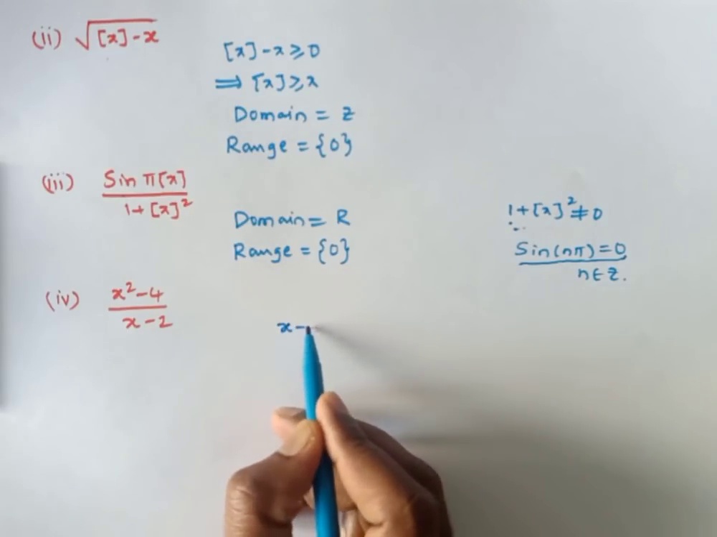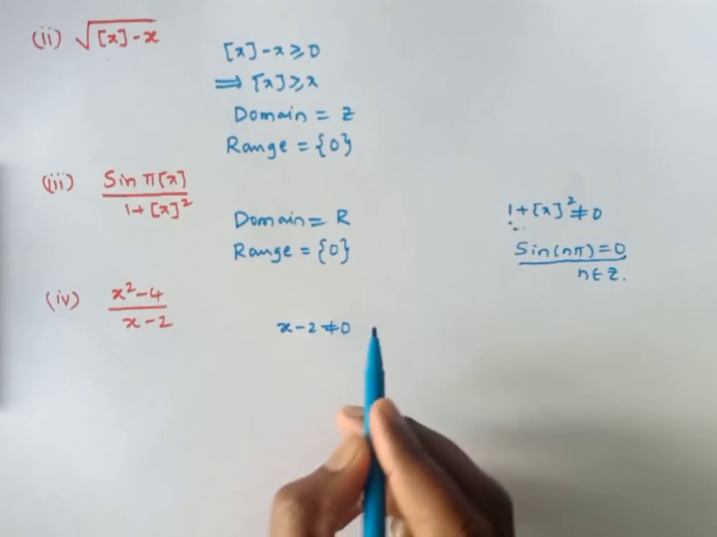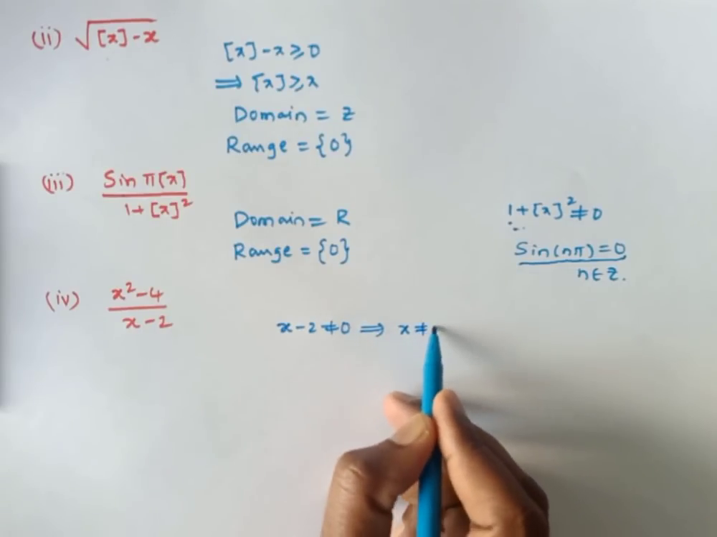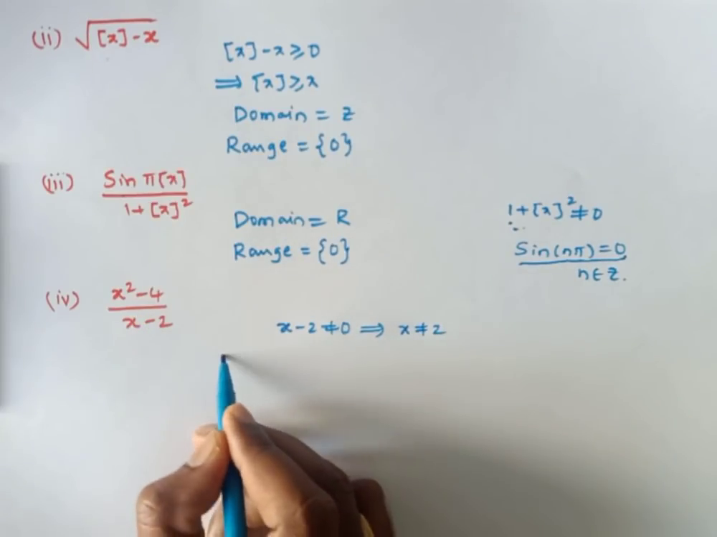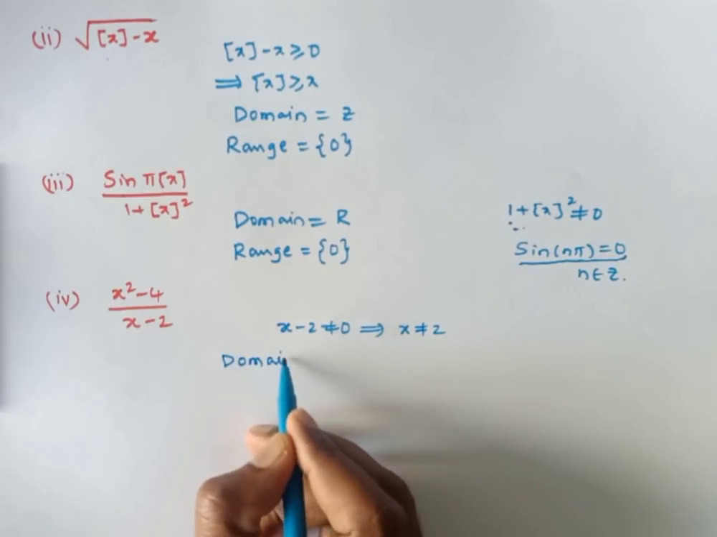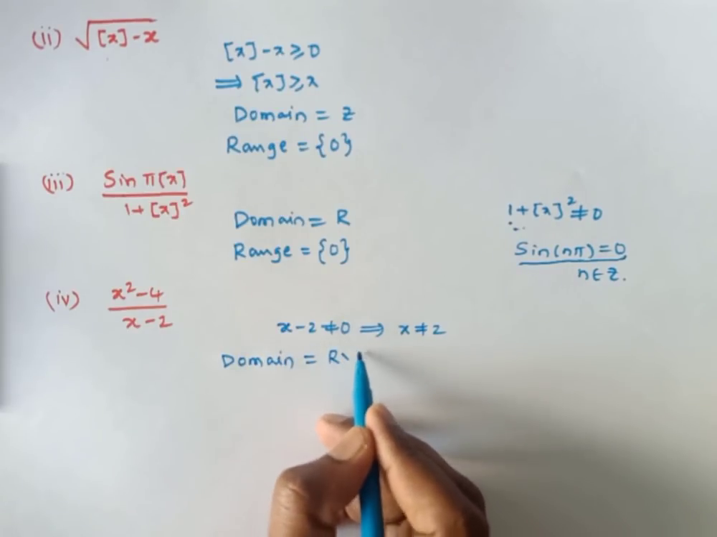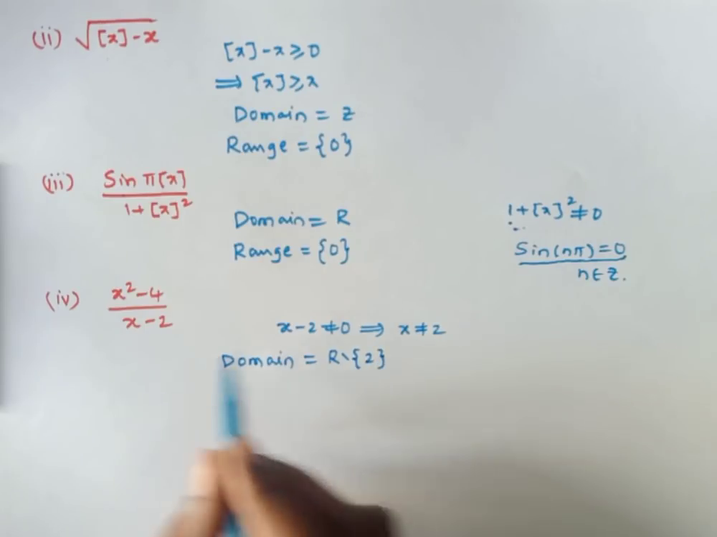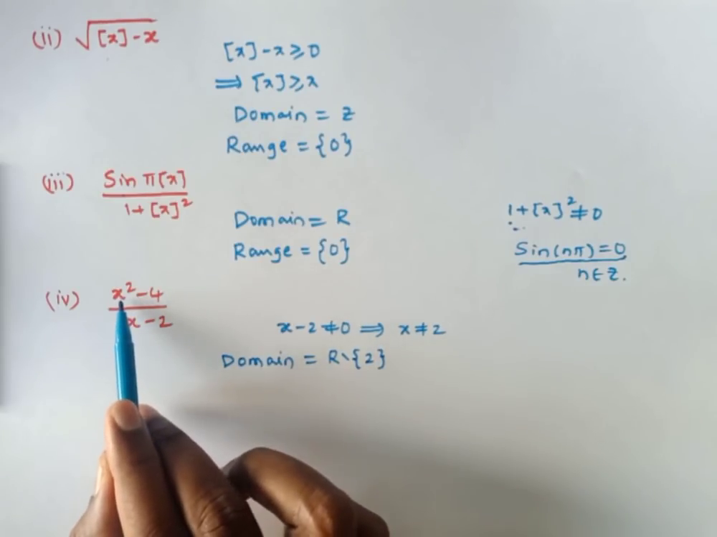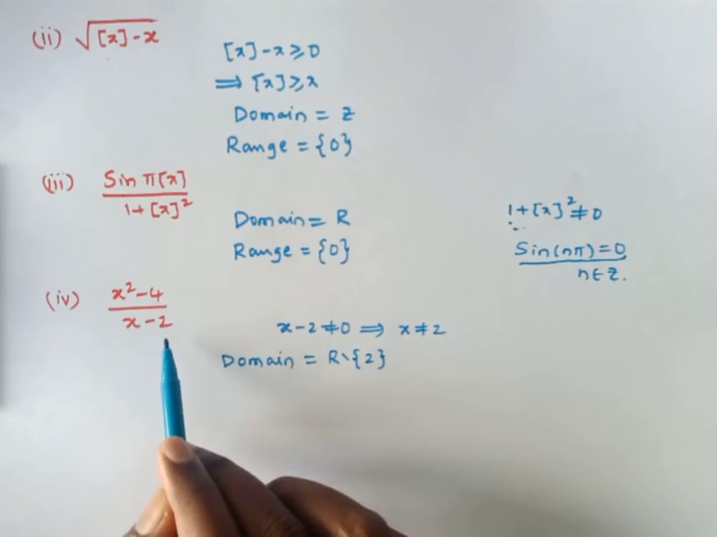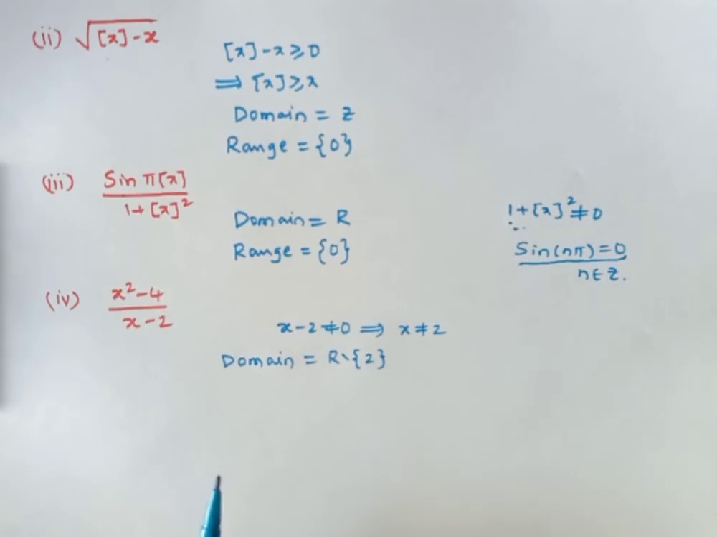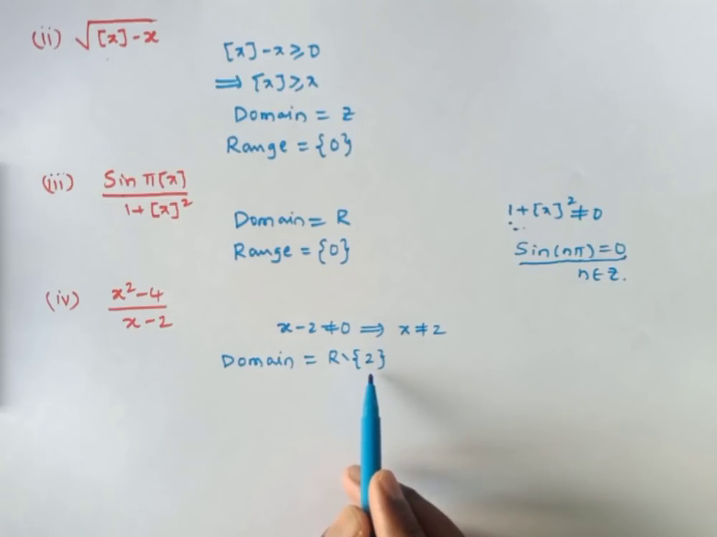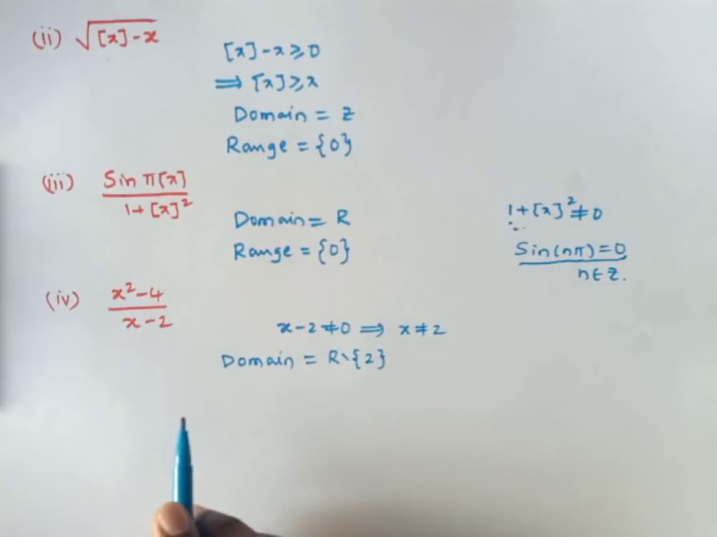So the denominator must not be equal to 0. X minus 2 is not equal to 0, that means x is not equal to 2. So therefore this is defined for all real numbers except 2. So the input for this function is all real numbers, no problem, except 2. If we give 2, it becomes 2 square, 4 minus 4 is 0, and 2 minus 2 is 0. 0 by 0 is called an indeterminate form. So we cannot give 2 as an input, because giving 2 results in a 0 by 0 case.